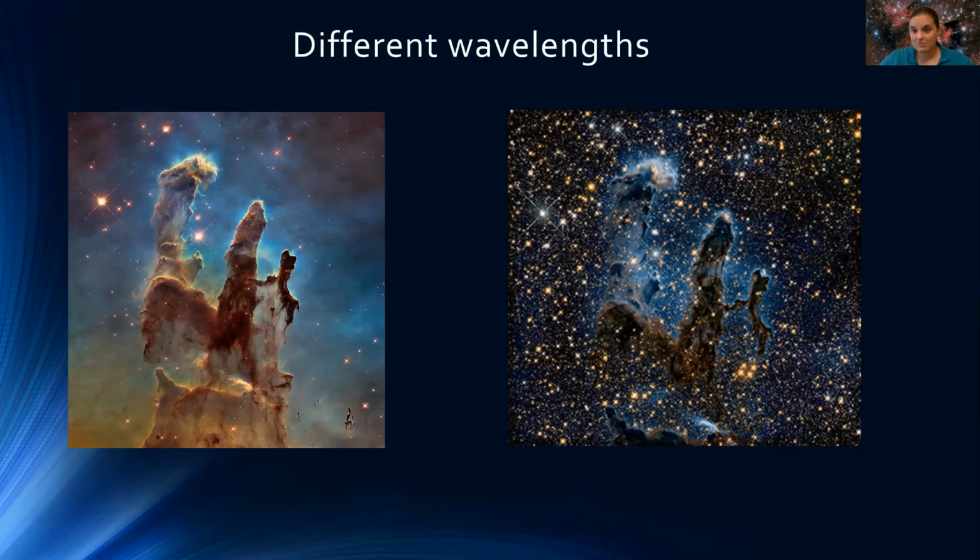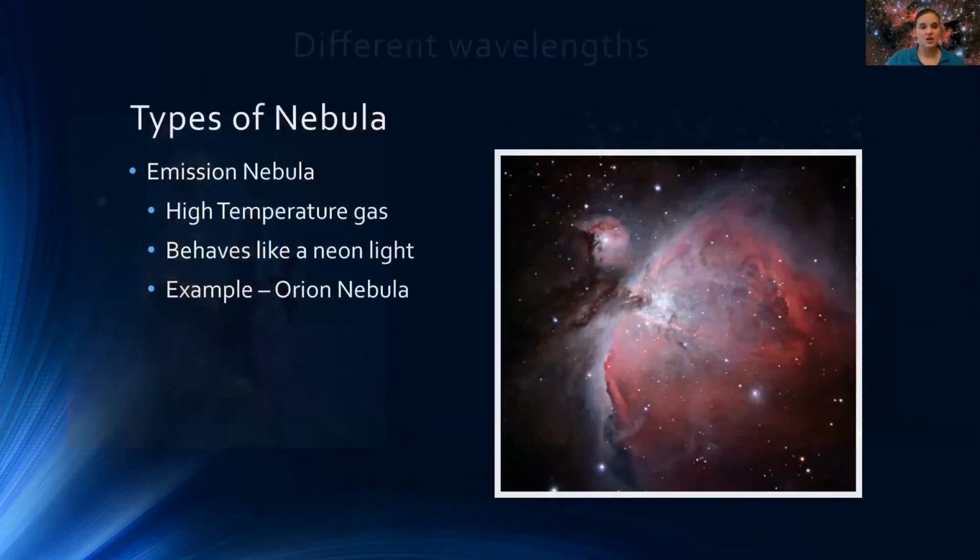So with that in mind, let's look at the different types of nebula, because we kind of discussed it when we talked about the stellar cycle. Let's look at some of the different types of nebula that you can see. The first example is what is known as an emission nebula. It's basically high temperature gas, where the stars inside the gas are literally heating up the gas to high temperatures to where they emit light. Kind of like a neon light.